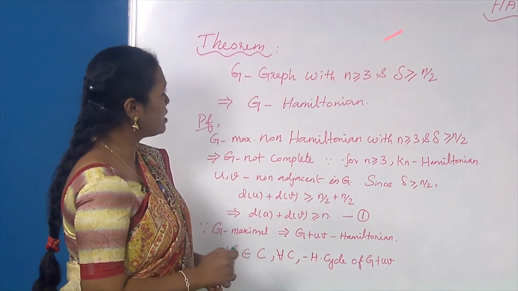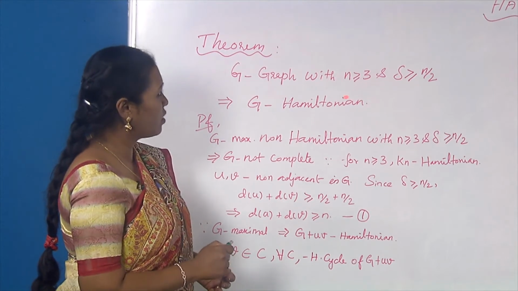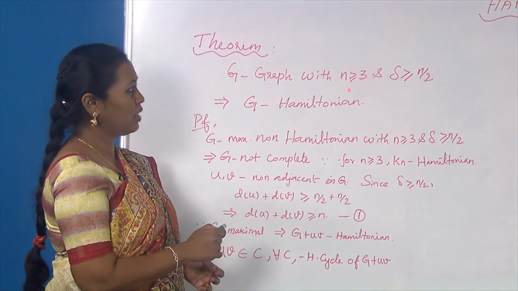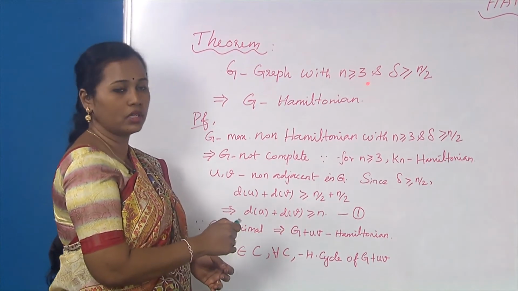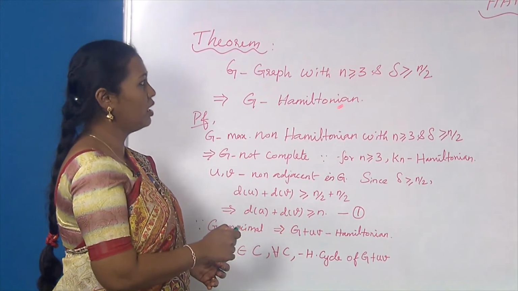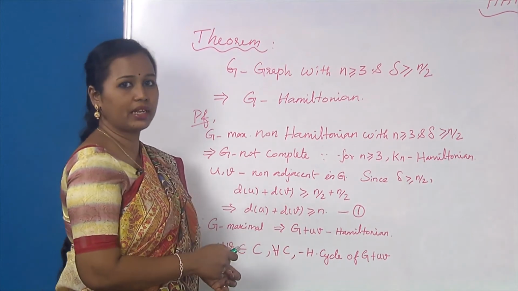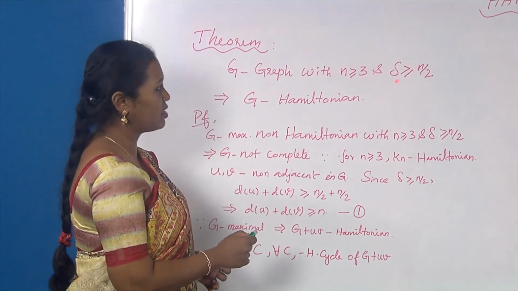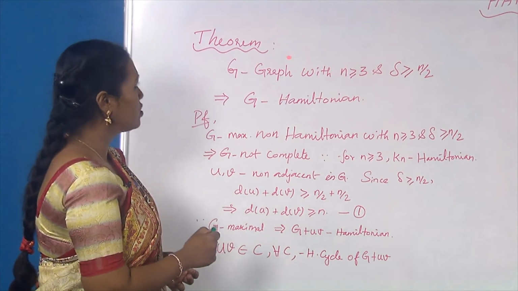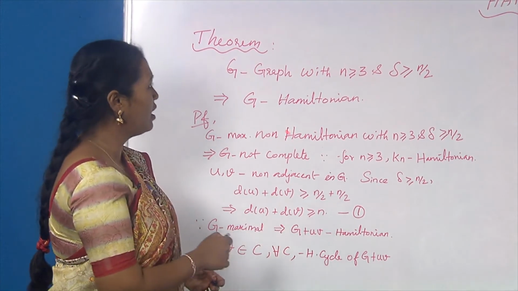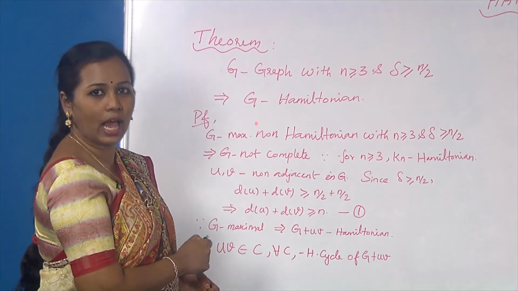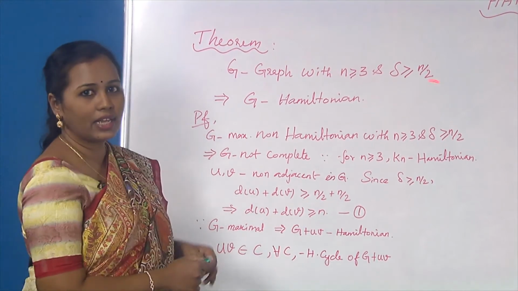The proof: let us recall the concept. n is greater than or equal to 3, which implies that the number of vertices in the graph is at least 3, and delta is the minimum degree. The minimum degree is greater than or equal to n by 2. So, this is the condition they have given, and if these conditions are satisfied, we will be proving that G is Hamiltonian. Now, let us dive into the proof.